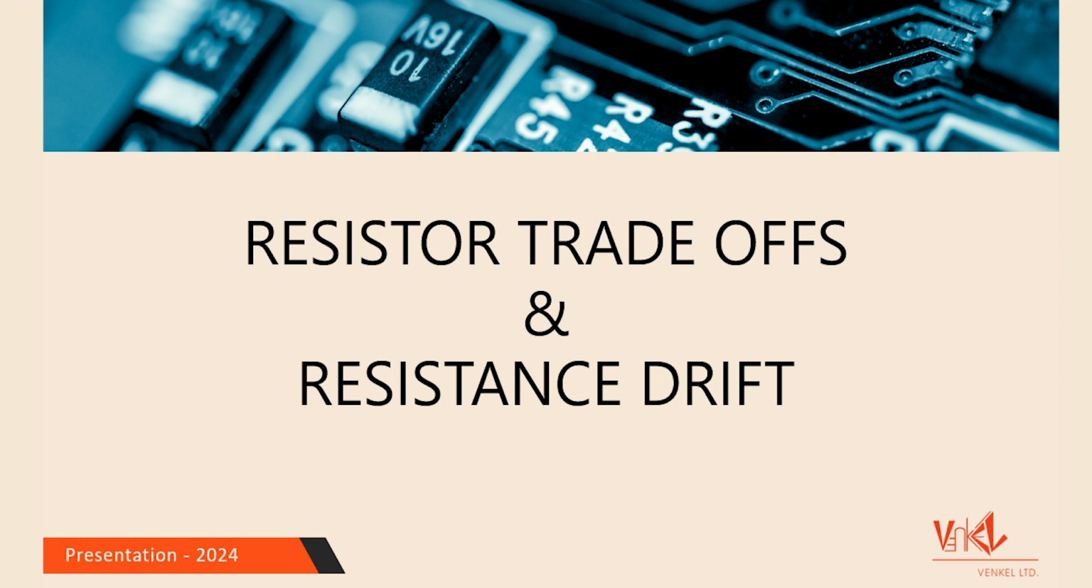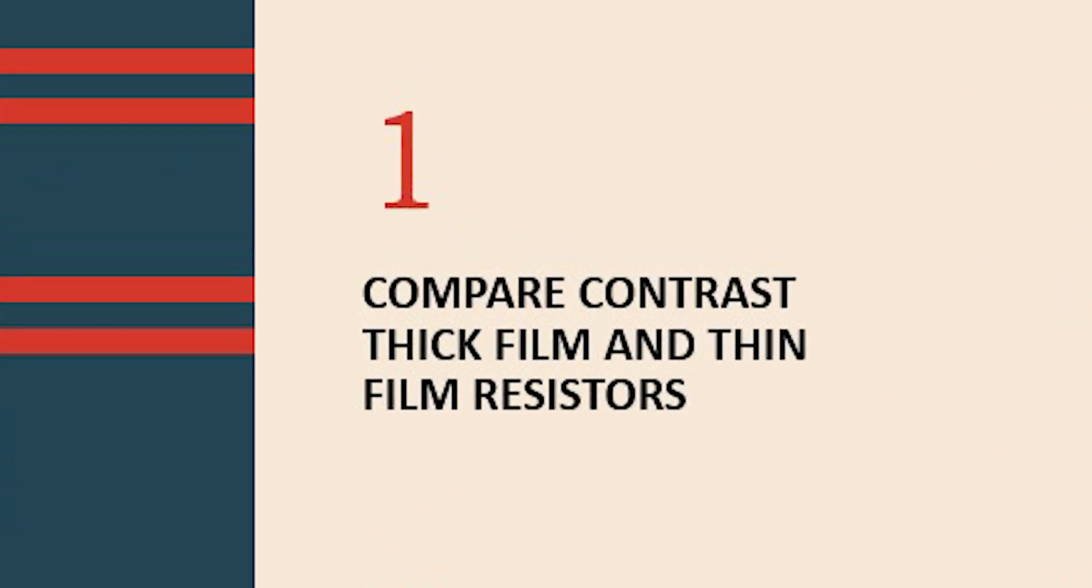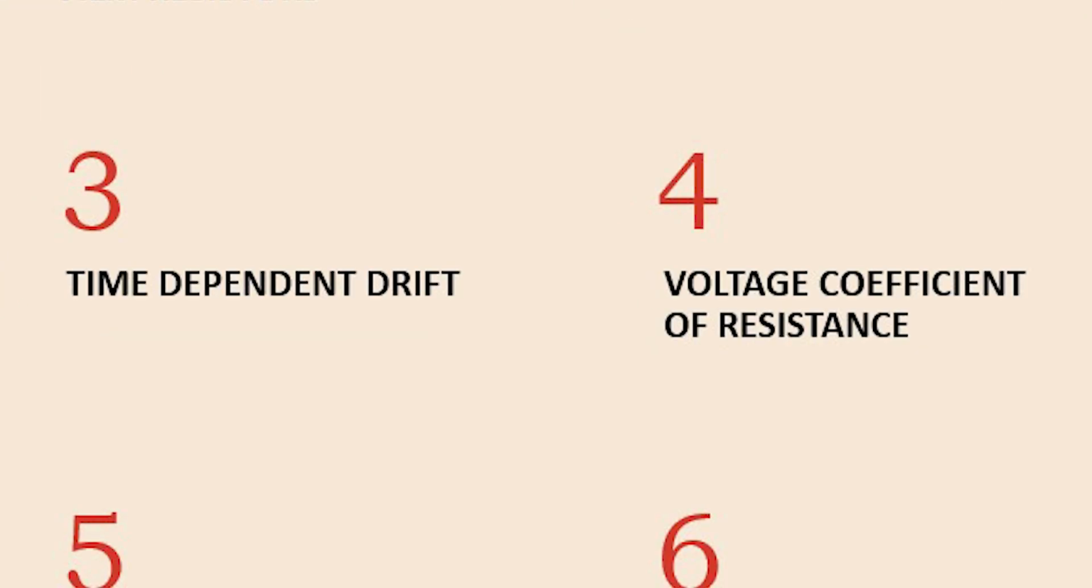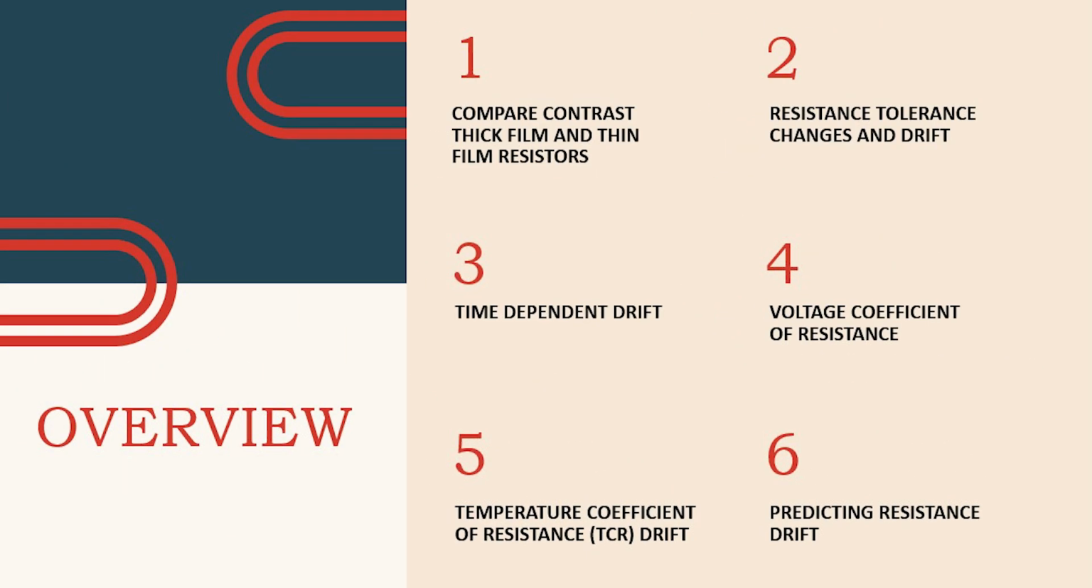Today we'll explore critical aspects of resistor performance, including material differences and stability over time, to help better understand resistance drift more effectively. Whether you're a design engineer or someone interested in optimizing circuit performance, this session is tailored for you. Let's get started. Here's what we'll cover today: a comparison between thick film and thin film resistors, understanding resistance tolerance changes in drift, key factors impacting resistance stability, and tools and models for predicting resistance drift. Our hope is by the end of this session, you'll have a clearer understanding and better insight and knowledge of how to select and optimize resistance for your applications.